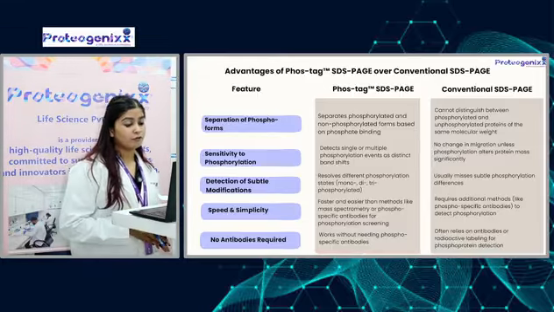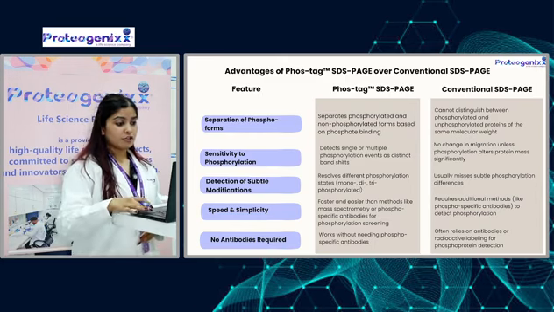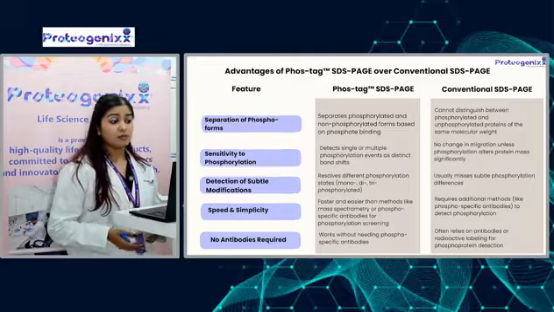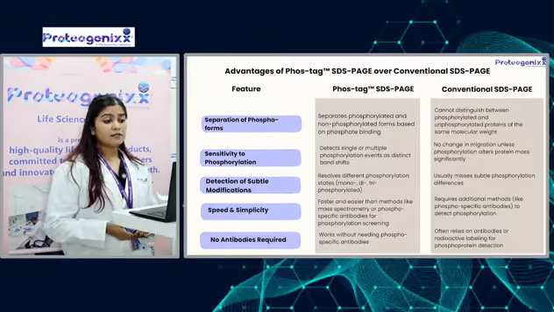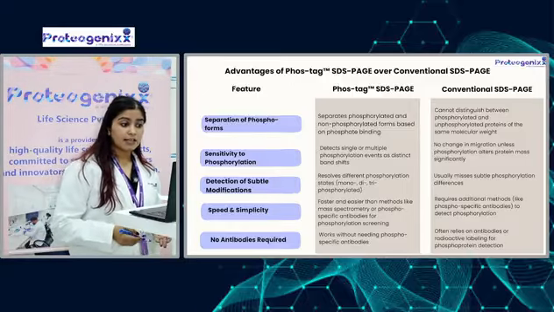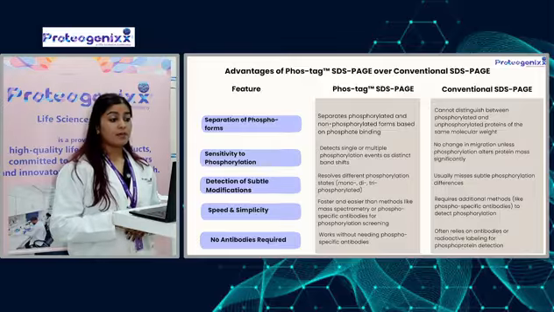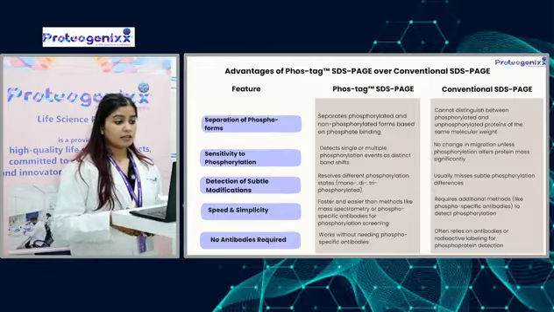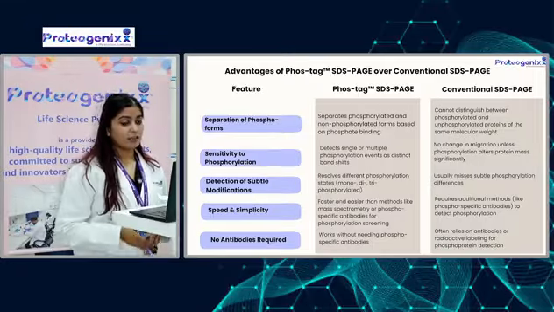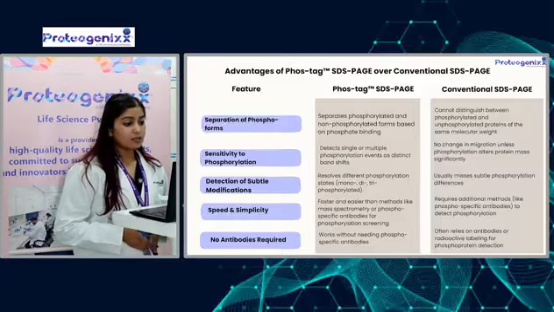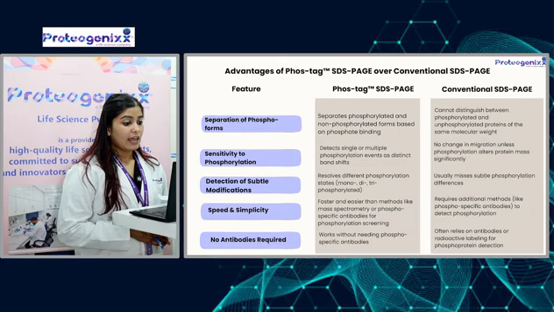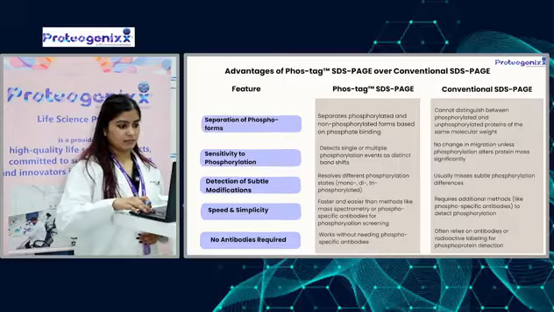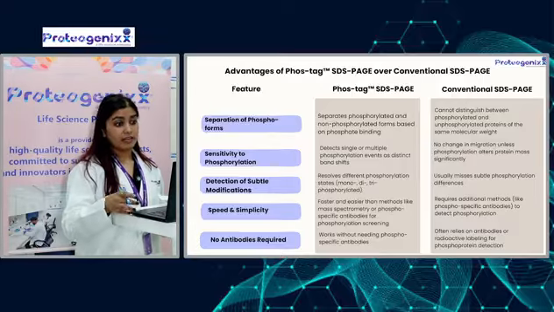So we just went through the workflow, the optimization, and troubleshooting. Now, what are the advantages of Phos-tag over conventional SDS-PAGE, and why should we use Phos-tag SDS-PAGE? This is because, as I've already told you, it will separate your phosphorylated and non-phosphorylated protein forms based on the phosphate binding, and not only rely on the molecular weight. And in this, there's no use of antibodies, and as you already know, antibodies are very costly, like those we use in Western blotting. So it is a more rapid and cost-effective method for protein phosphorylation screening, which can work without the use of antibodies.